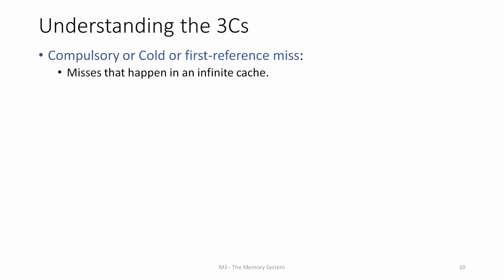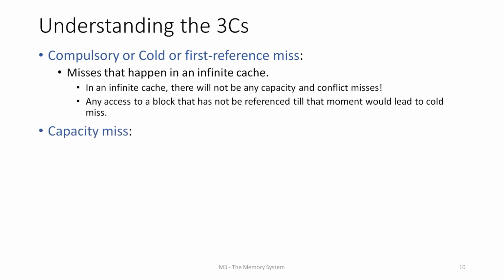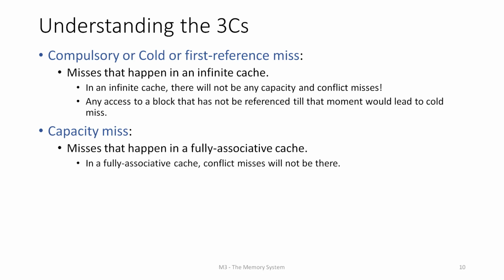Any miss that would happen in an infinitely large cache is a cold miss, because in an infinite cache, there will be neither capacity nor conflict misses. In general, if there is an access to a block which has never been referenced until now, it would contribute to a cold miss. Coming to capacity misses, all the misses which are not cold misses in a fully associative cache are capacity misses, because in a fully associative cache we will not have any conflict misses.